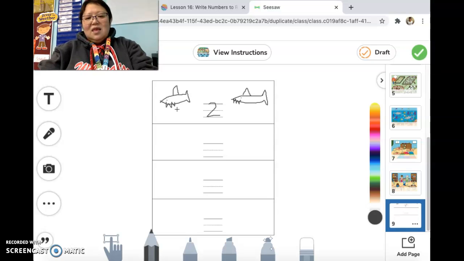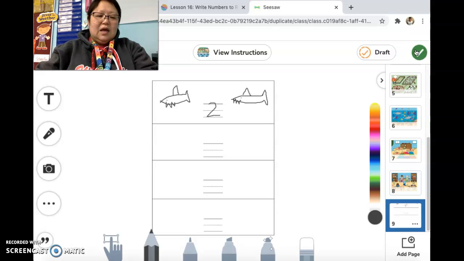Okay, then I would go back to my picture and answer my next how many question. When you've completed all 4 and answered all 4 of your how many questions, then you're going to hit the green check mark and it will send the activity to me for me to look at.